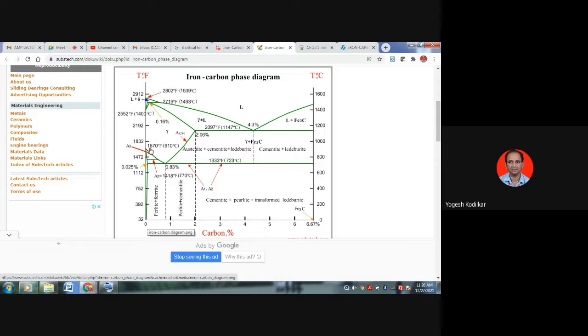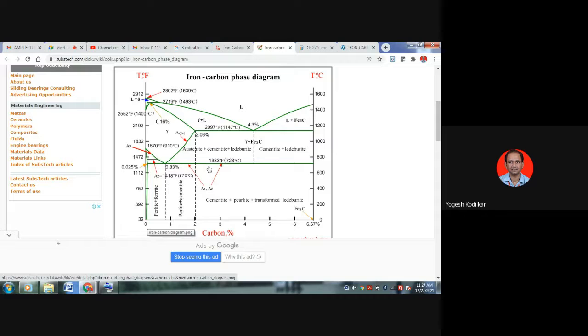At 910 degrees Celsius this alpha ferrite phase is completely converted into the gamma austenite phase. This gamma austenite phase will be there up to 1400 degrees Celsius, where it is converted into delta iron. Above 1493 degrees Celsius, the solid steel is converted into liquid steel.